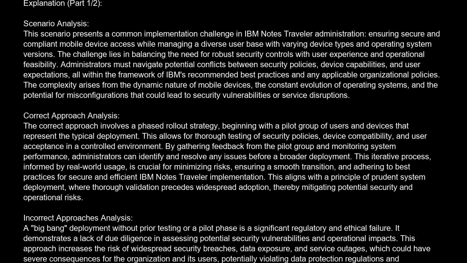The correct answer is A. Immediately deploy the most stringent security policies across all devices to ensure maximum protection from day one.